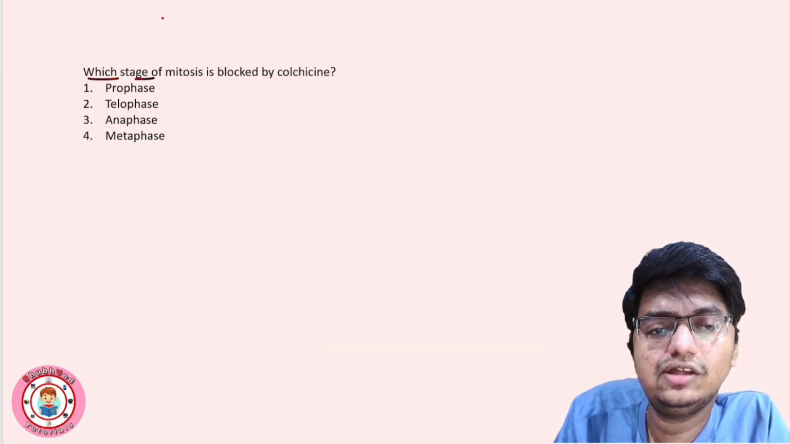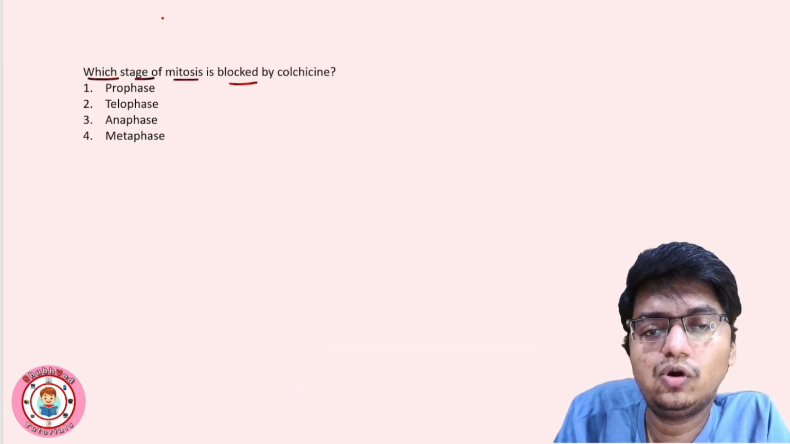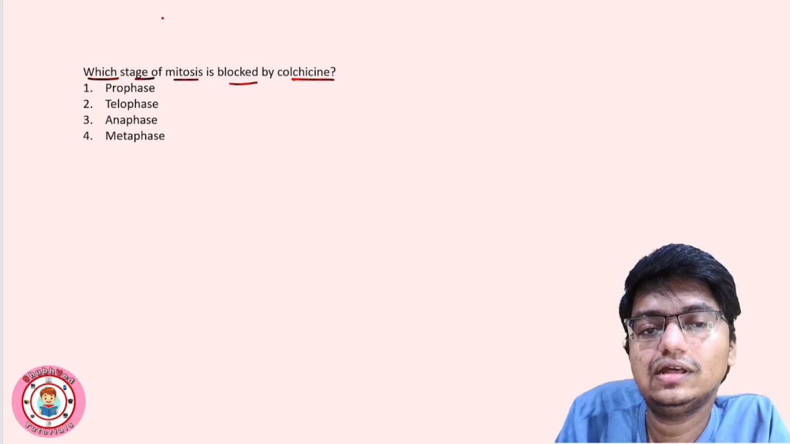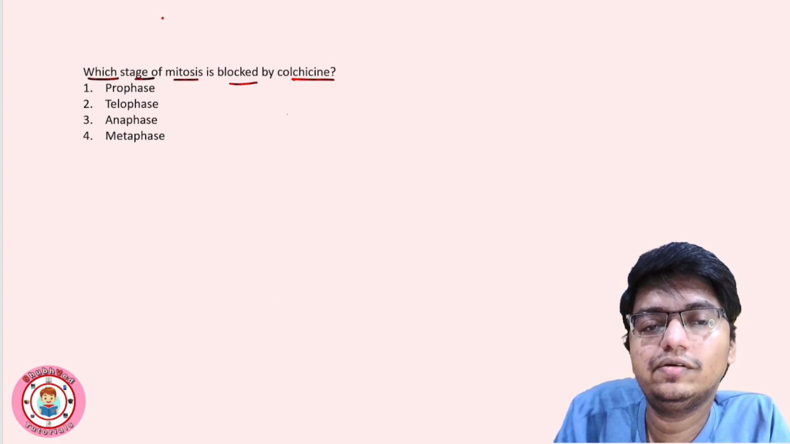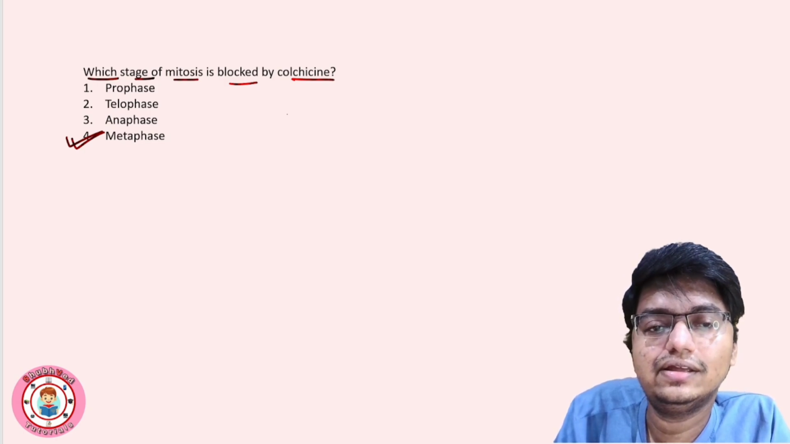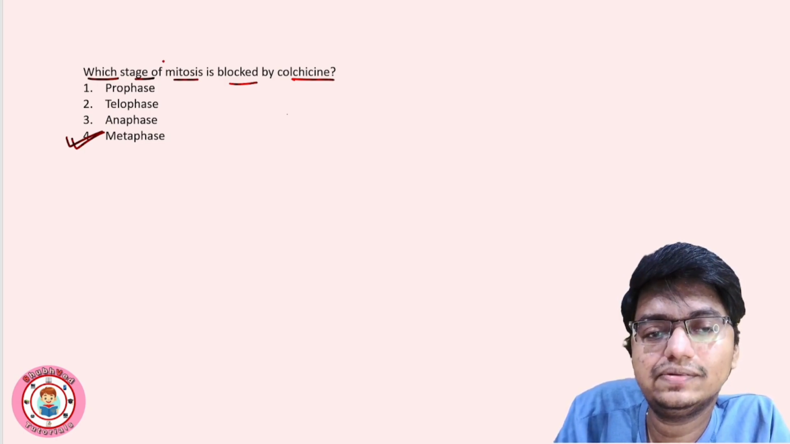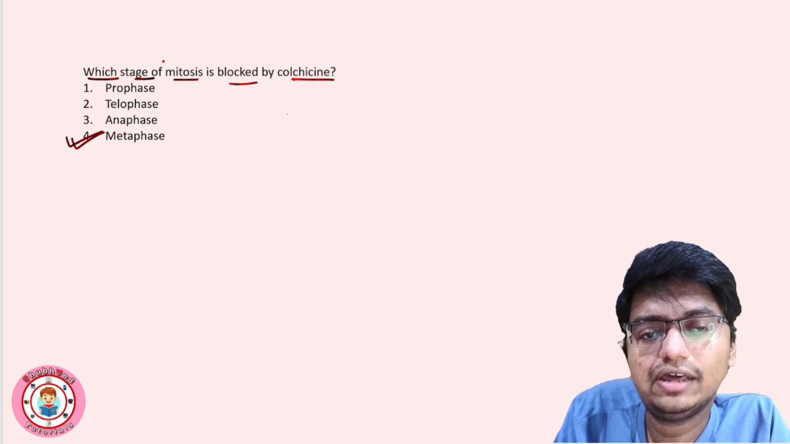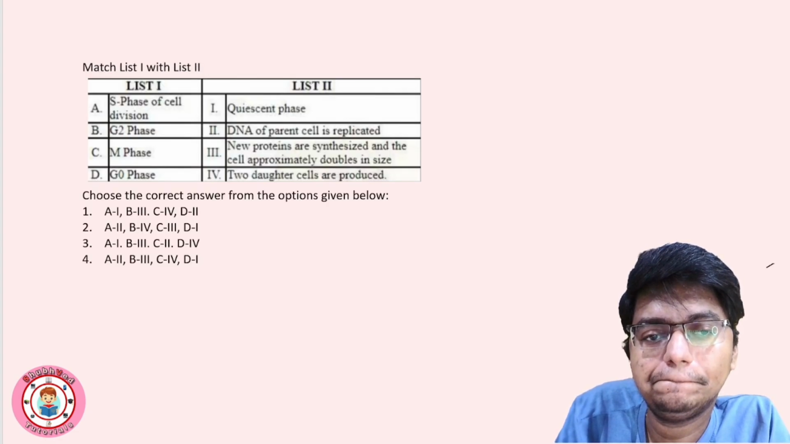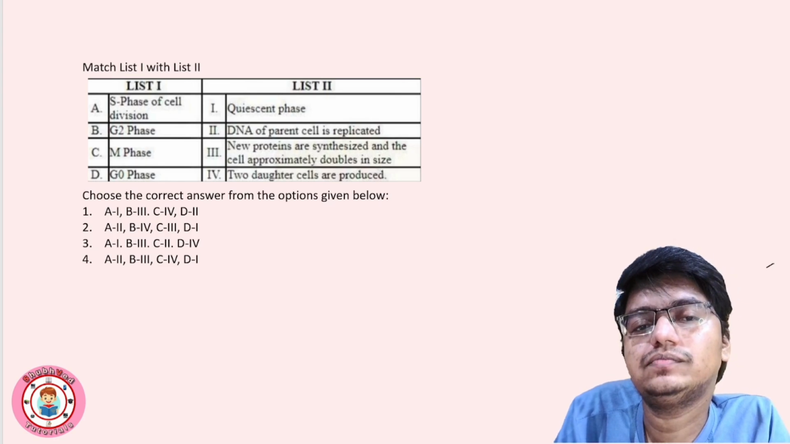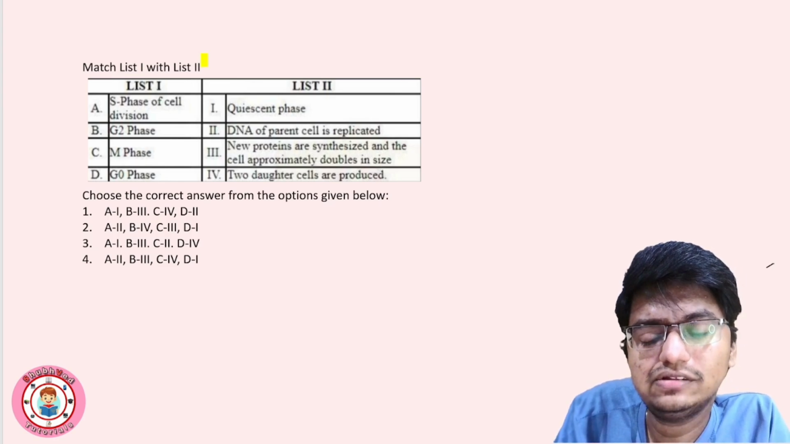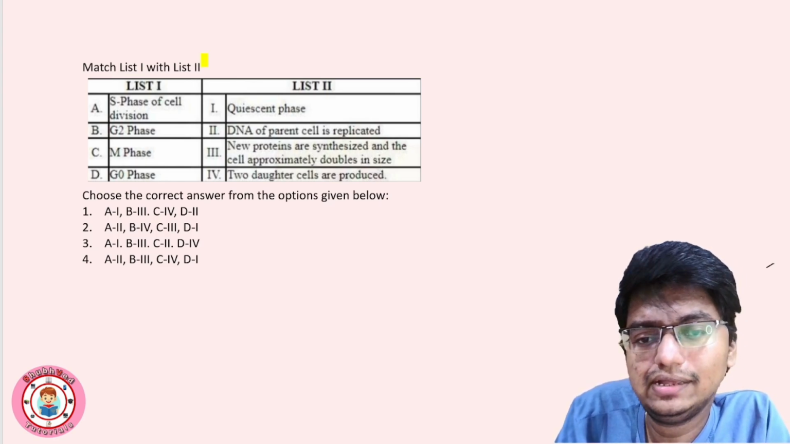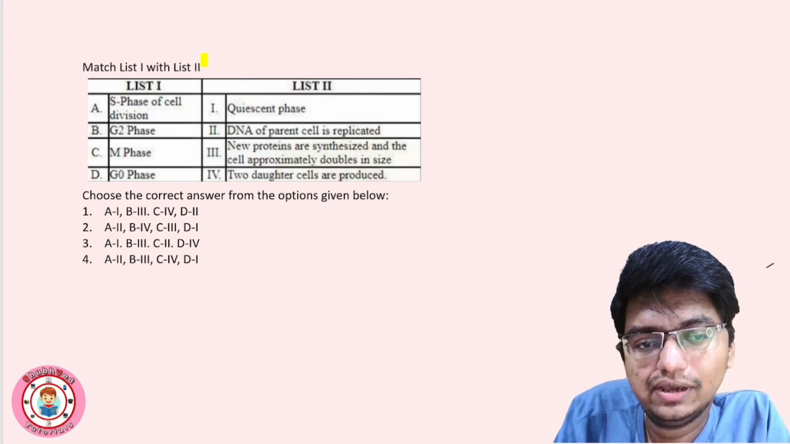Which stage of mitosis is blocked by colchicine? Metaphase, option 4. Okay, colchicine is a drug, right? It inhibits or blocks the metaphase stage of mitosis. You can see the match the following questions are very easy to solve, right?